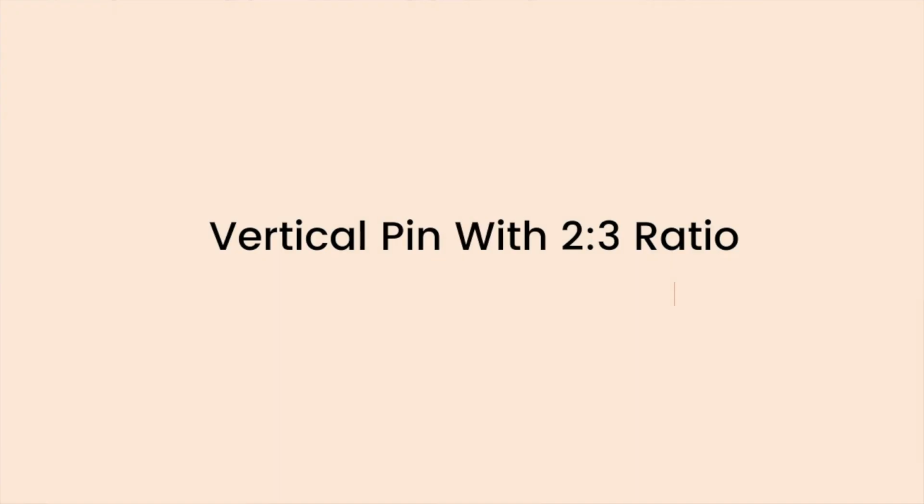Tip number 1 when it comes to designing pins that actually bring you clicks is to create a vertical pin with a 2:3 aspect ratio. Now, what exactly is a 2:3 aspect ratio? A 2:3 aspect ratio simply means that the width of the pin should be 2/3 of the height of the pin. This means that in order to actually create pins that get clicks on Pinterest, you need to be creating pins that are taller than they are wide.